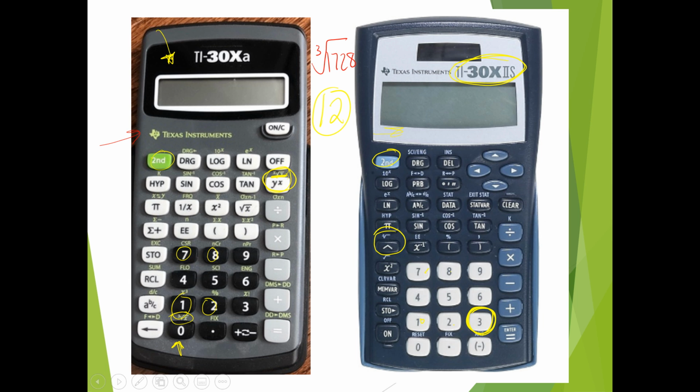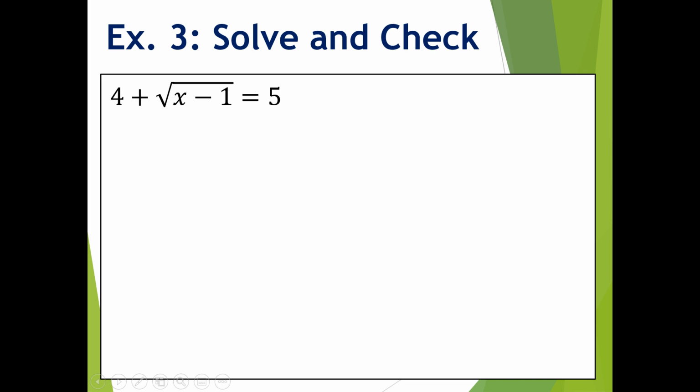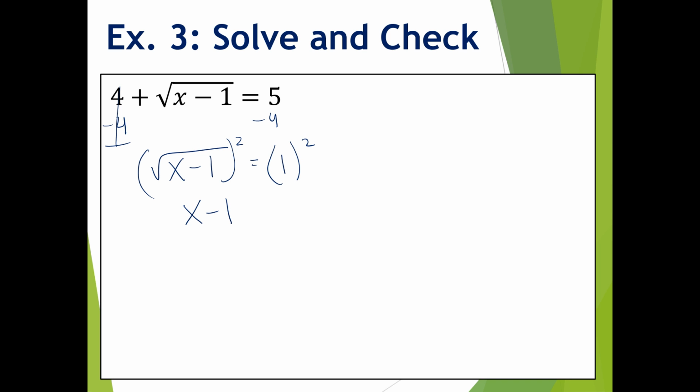So again, it's 347. Here's your calculator stuff. All right, so just again, try these problems. Pause and do it, but I'm just going to go through them pretty quick here, because this one's similar to the one we did first. So we're going to subtract 4 from both sides. That leaves us with radical x minus 1 equals 1. When we square both sides, we get just x minus 1, because the radical and the squared cancel.